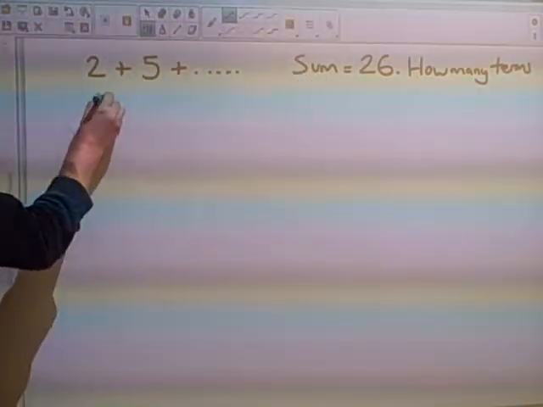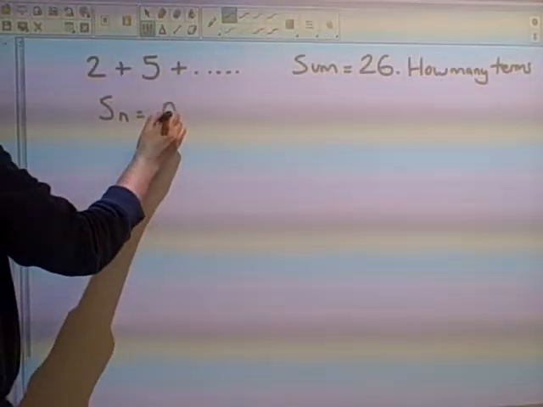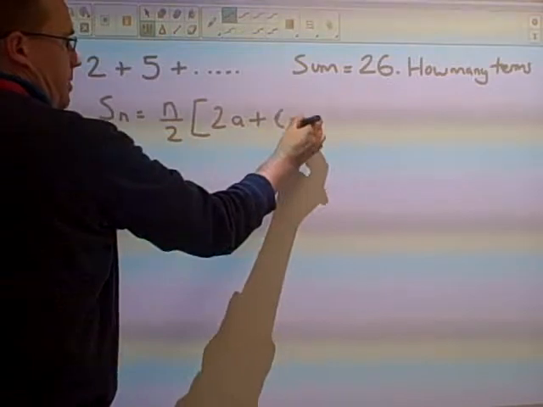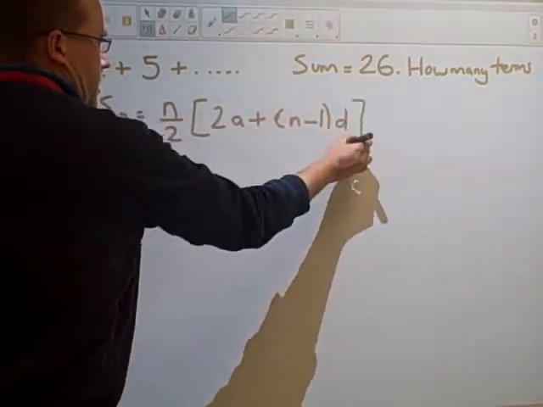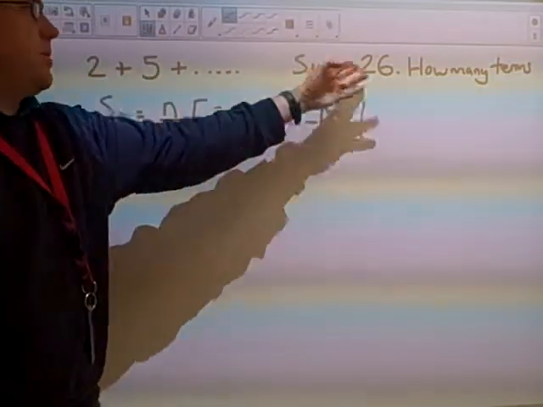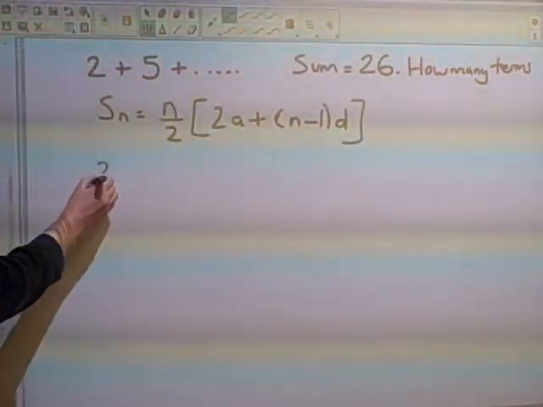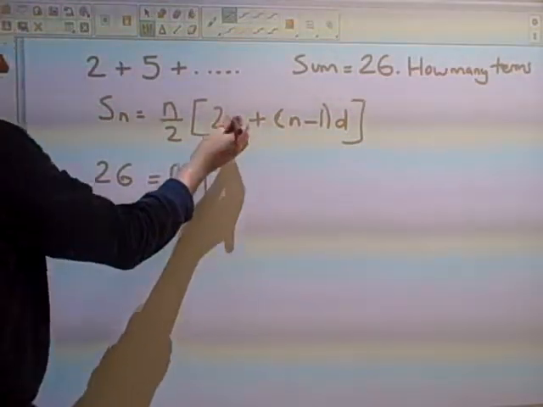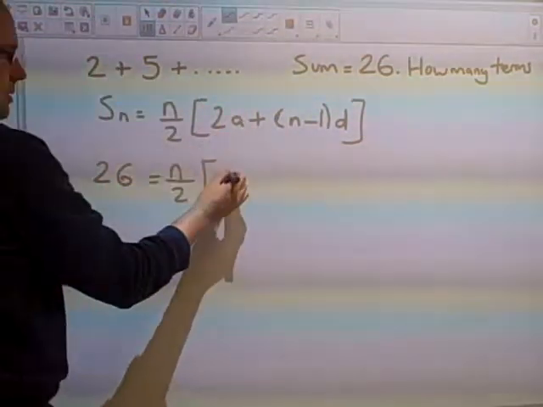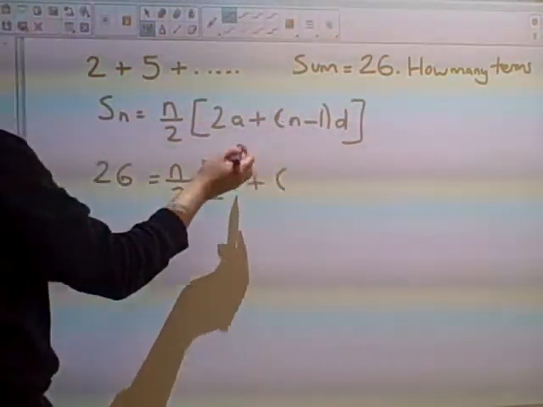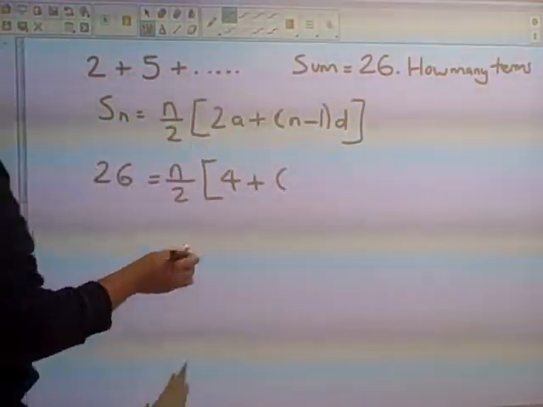As we're given the sum to n terms, the sum to n terms equals n over 2 times (2a plus (n minus 1)d). Usually we're given the terms and trying to find the sum, but this time we're given the sum, so we can substitute it in. The sum is 26. n we don't know, that's what we have to find. a for this question is 2, so 2 times 2 is 4, plus (n minus 1), and once again we don't know n. And d for this sequence we can see is 3.